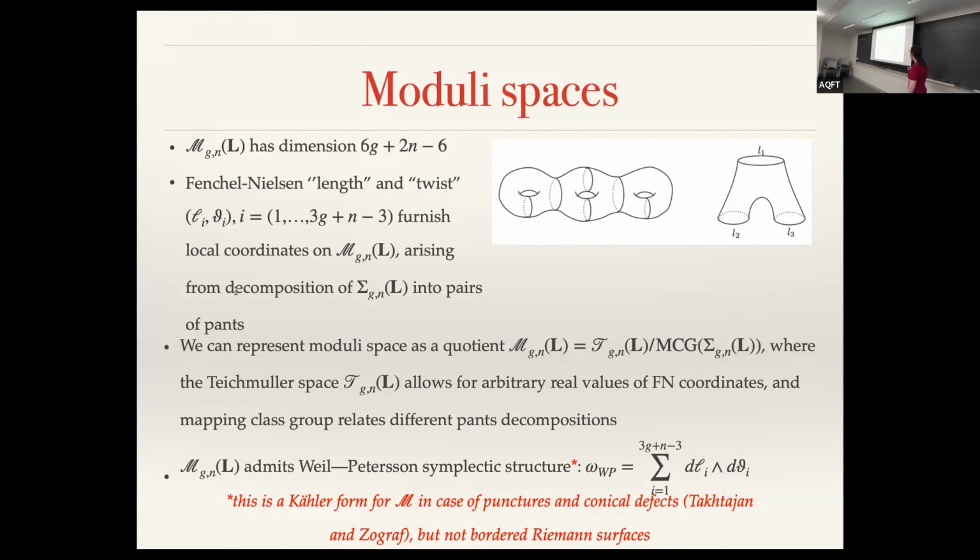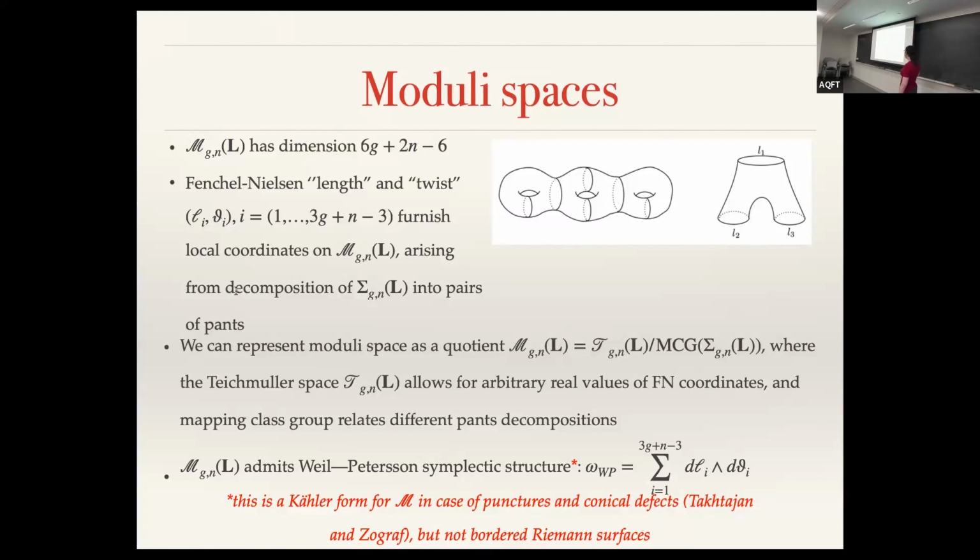You can take these coordinates to arbitrary real values, and then you get something called the Teichmuller space, which is a universal cover of this moduli space. And if you quotient the Teichmuller space by the mapping class group of the Riemann surface, which relates different pants decompositions, then you can represent the moduli space as a quotient in the following way. And this moduli space of genus g Riemann surfaces with n boundaries admits something called the Weil-Petersson symplectic structure, which can be written very simply in terms of the Fenchel-Nielsen coordinates in the following way.